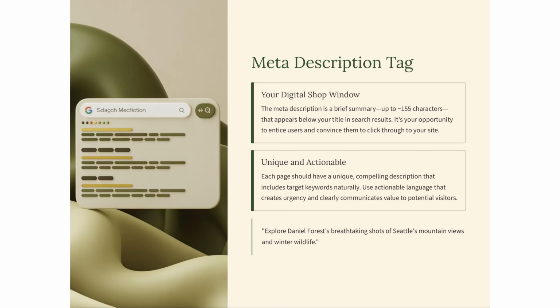The meta description tag acts as your digital shop window, offering a concise summary of up to 155 characters beneath your title in search results. Craft unique, compelling descriptions for each page, naturally incorporating target keywords. Use actionable language to create urgency and communicate value, enticing users to click through to your site.